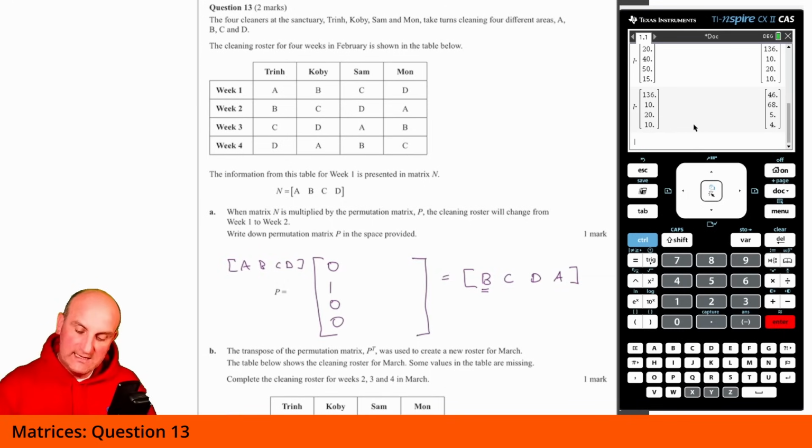What about my next one? C has got to be second. Well, at the moment, it's in my third, and I've got to move it to my second. So where am I going to put that? B is my second. It was my third. So that column there has got to be 0, 0, 1, 0, I think. No.